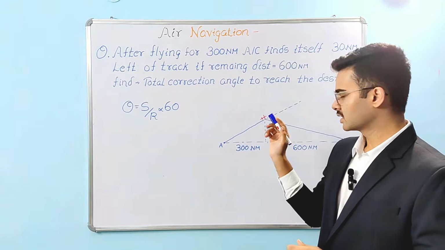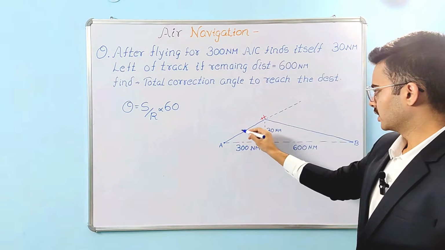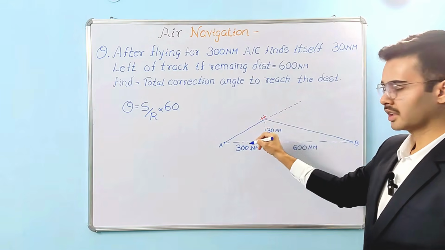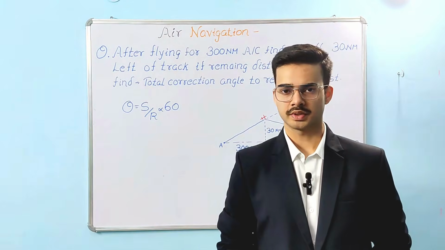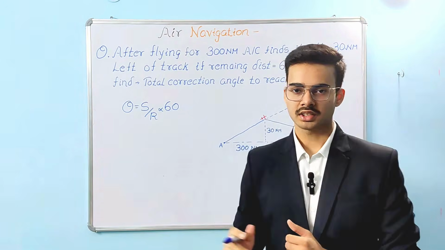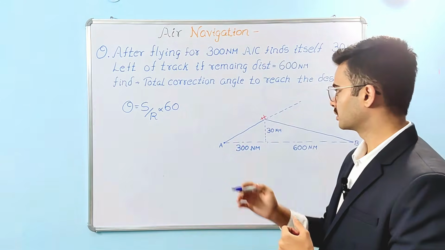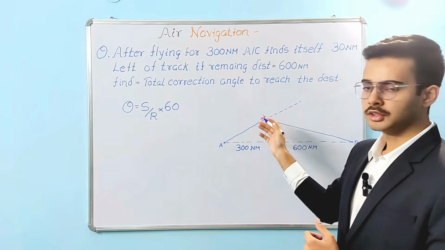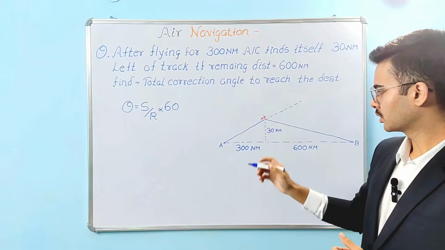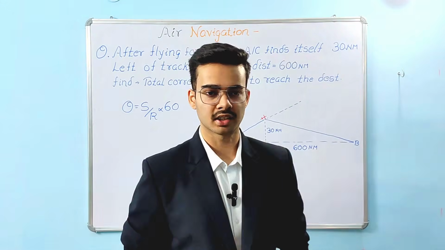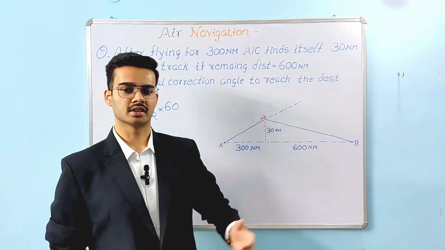So let's see what we need to do now. We are flying here. Our heading has changed, our track has changed, probably due to crosswinds. Now our main requirement is to reach the destination. What will we do now? Apply some correction angle. Why? Because if we do not put that correction angle, we will never reach the destination. We will reach somewhere else.